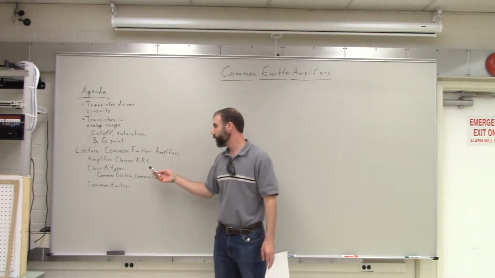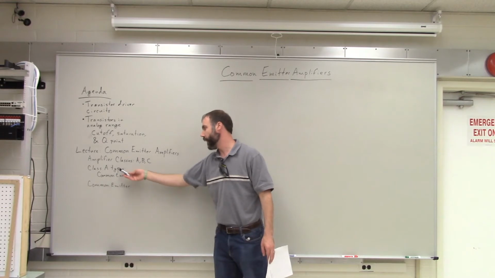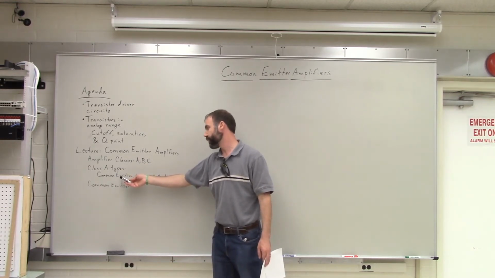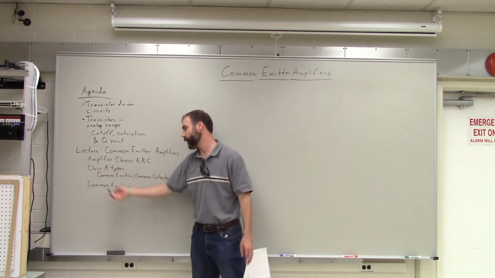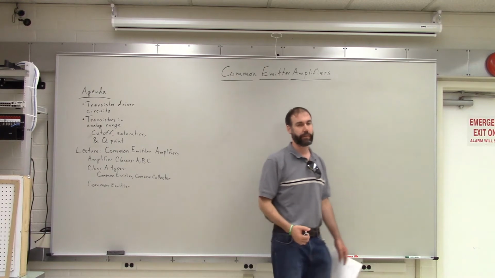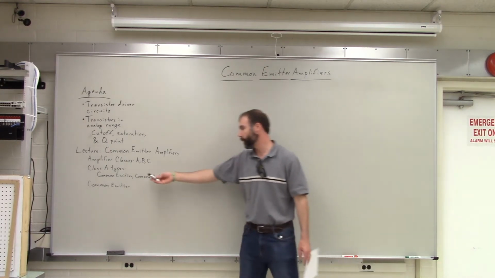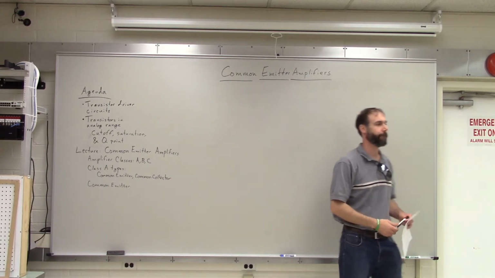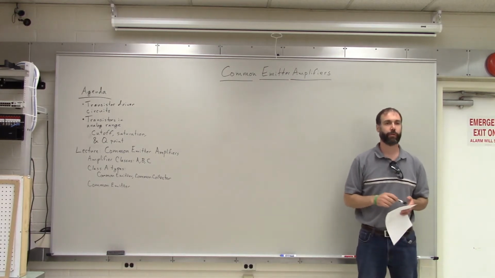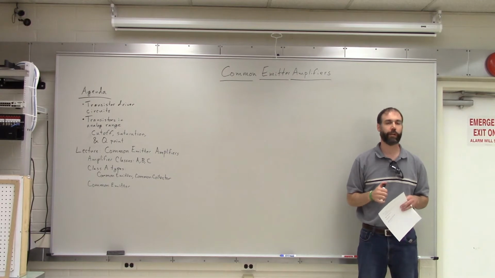We're going to talk about a couple of class A types today. We're going to talk about the difference between a common emitter and a common collector, and we're going to go into detail about the common emitter. Okay. Next time, we're going to talk about the common collector class A amplifier. Okay? So that's the general idea. Any questions before we get going?